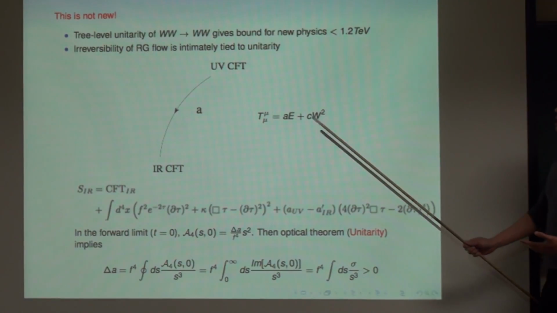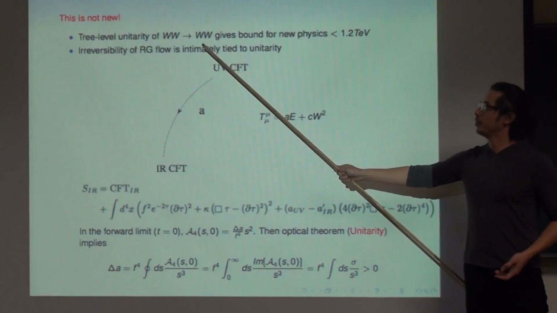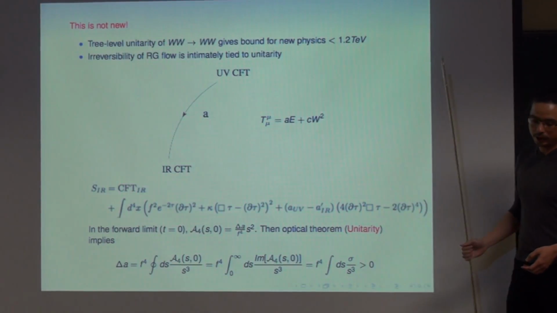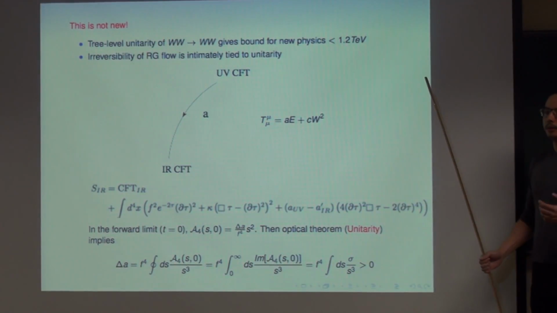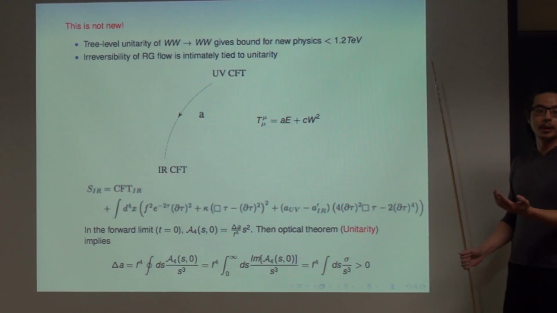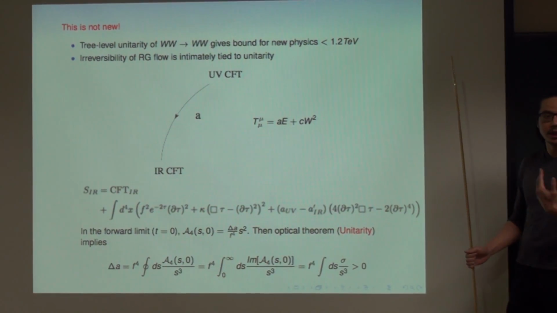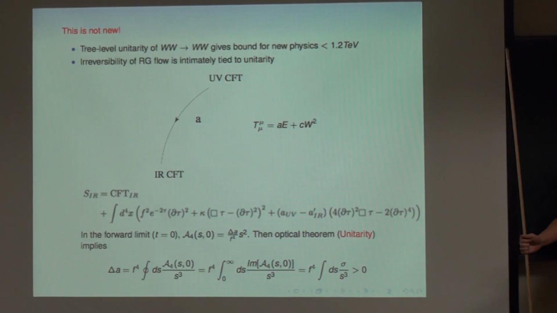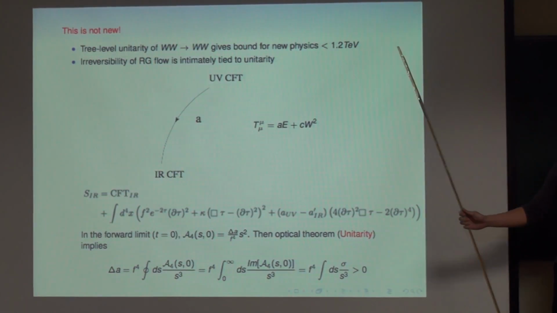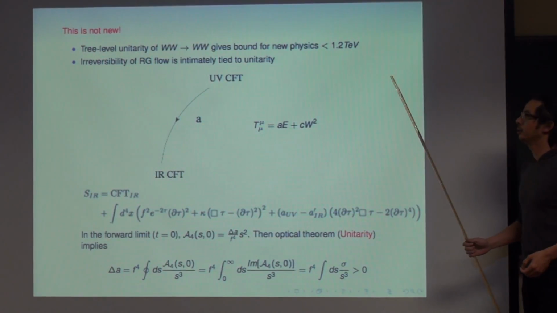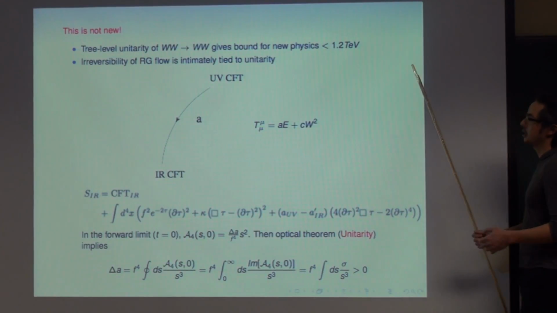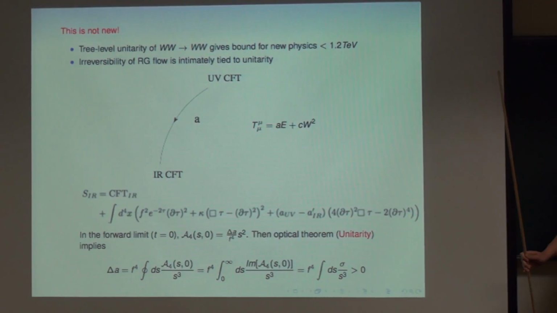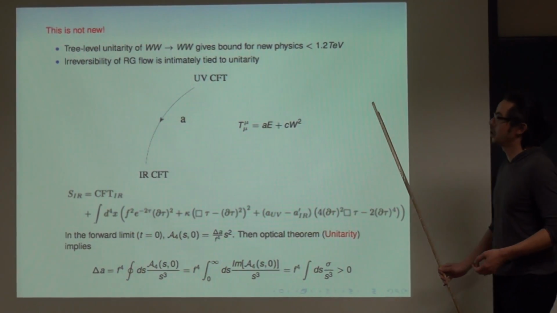For example, we know that exactly the same argument applies if you consider WW to WW scattering in the longitudinal modes. We know that the longitudinal modes grow polynomially, and that means that unitarity itself tells you that you need new physics coming in, whether it's Higgs or something else, but it has to come in below 1.2 TeV, depending on what kind of process you look at. And so this is a well-known example where unitarity was applied and implied non-trivial consequences for the physics.